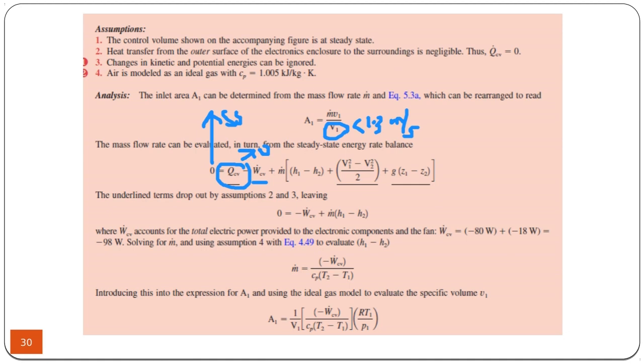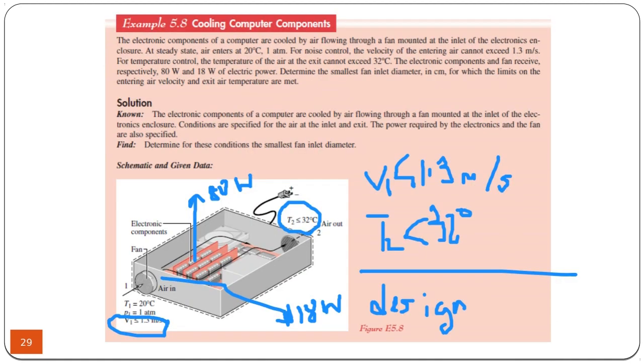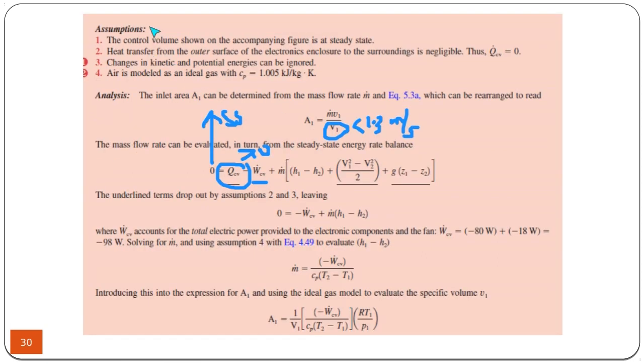Some part of the electrical work is because of the electrical consumption of the electrical circuits, and some part is because of the electrical work put in the fan. So we have a total electrical work of 80 plus 18. So this is 80 plus 18. Then we have the energy flow in and out of the system.